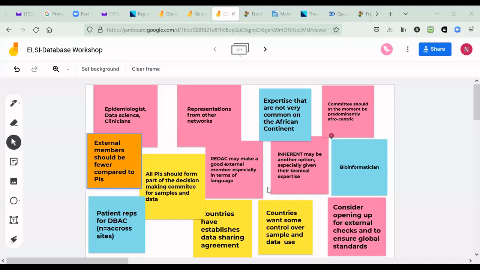So for group one, we discussed the data sharing policy and we touched on the membership for the DBAC.